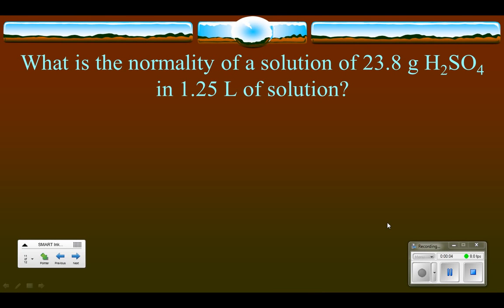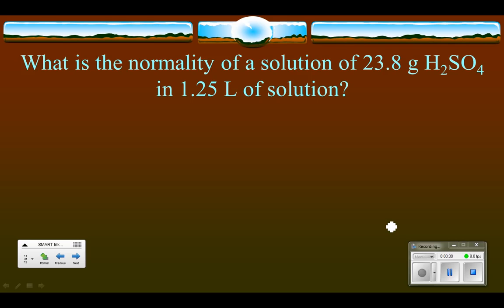Let's do a normality problem. This problem says, what is the normality of a solution of 23.8 grams of sulfuric acid in 1.25 liters of solution? And I'm going to show you how to do this problem two different ways. You may remember that we can find normality by taking equivalents per liter of solution. We can also do it by finding the molarity and using the molarity. So let's do it that way first.